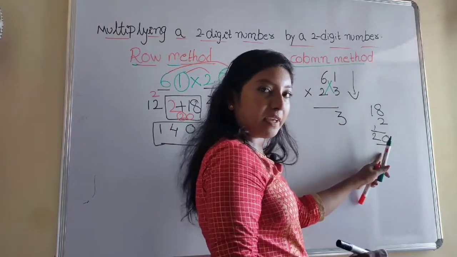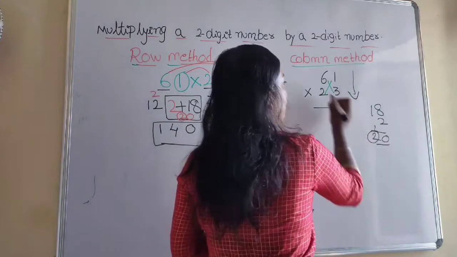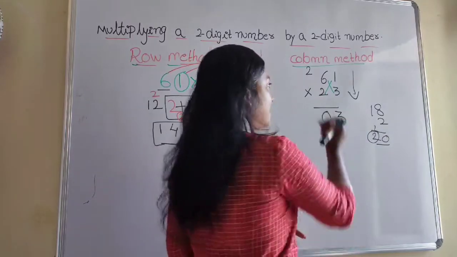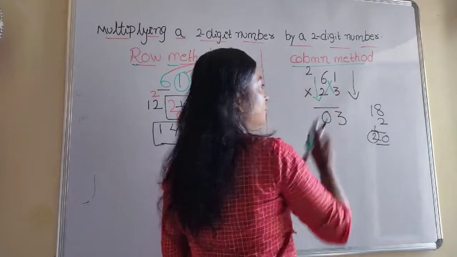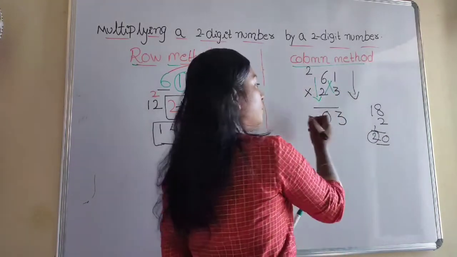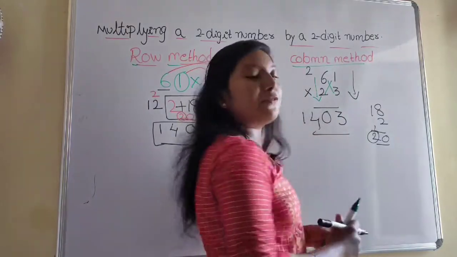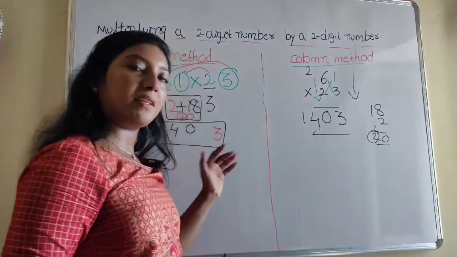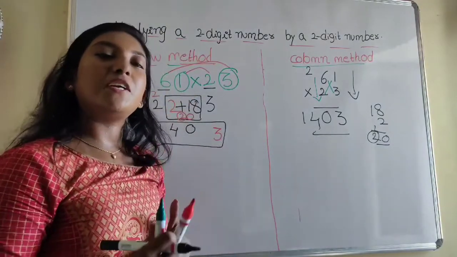So we got the carryover. Get this 2 here and 0 down. And the next one, 6 into 2, 12. 12 plus 2, 14. So 1403. If you observe here in the row method and column method, the answers are the same. So you can do any of the methods.